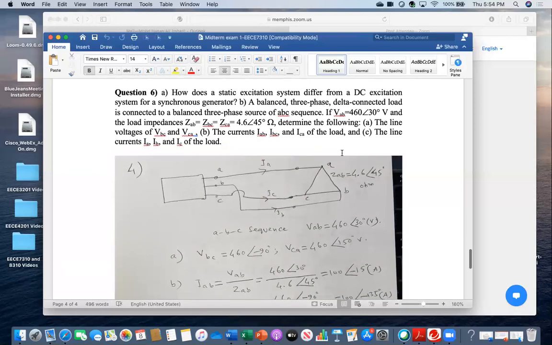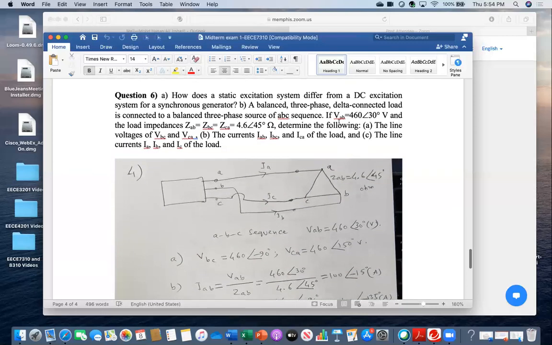Now, there is another question. A balanced three-phase delta-connected load is connected to a balanced three-phase source of ABC sequence. Given VAB and the load impedances ZAB equal to ZBC equal to ZCA, determine the following: the line voltages VBC and VCA, the load currents IAB, IBC, and ICA, and the line currents IA, IB, and IC of the load.